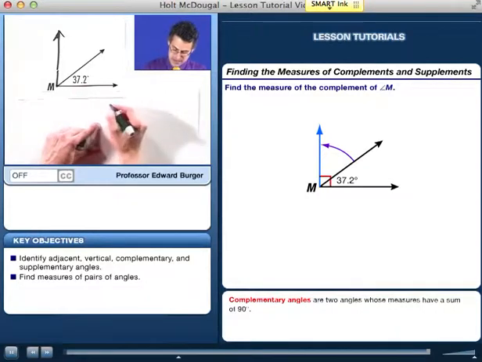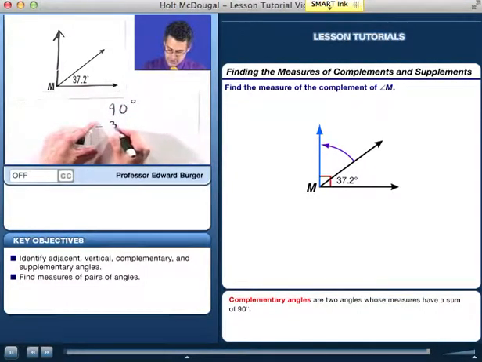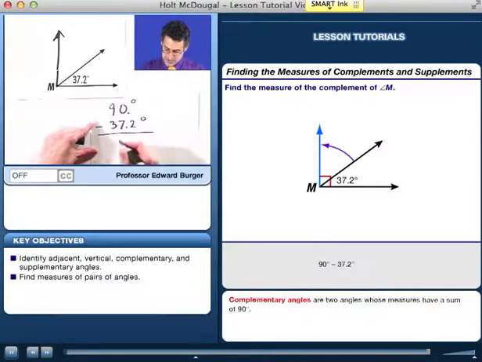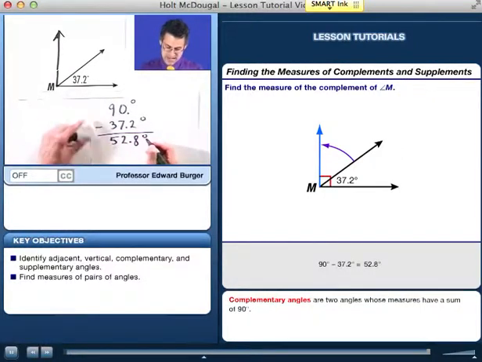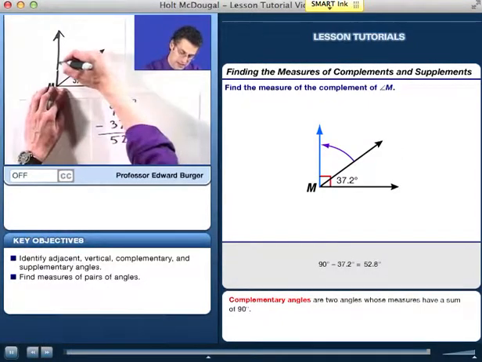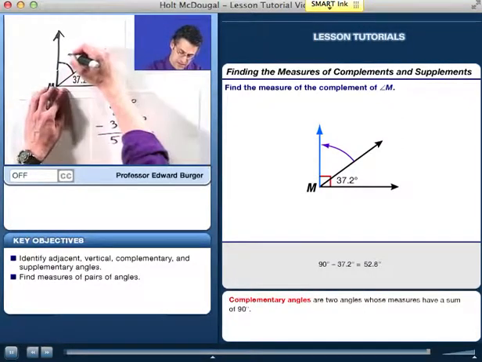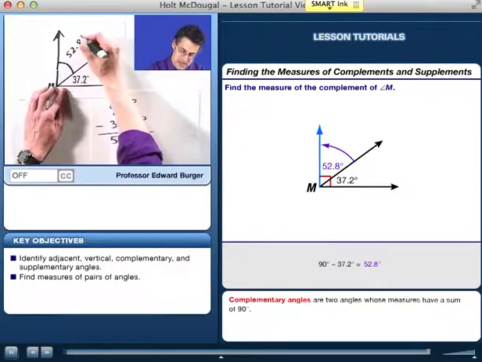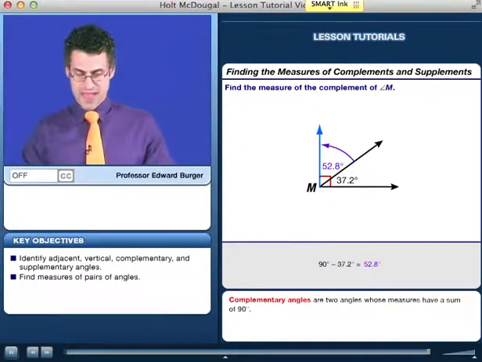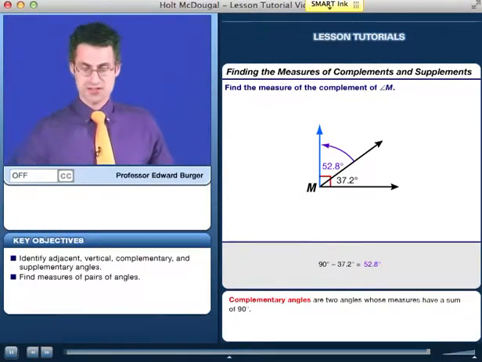And so we must have 90 degrees minus 37.2 degrees. And so when I do the subtraction, I see 52.8 degrees. And so the measure of the complement, this angle right here, turns out to be 52.8 degrees. That's what it means to be complementary angles.